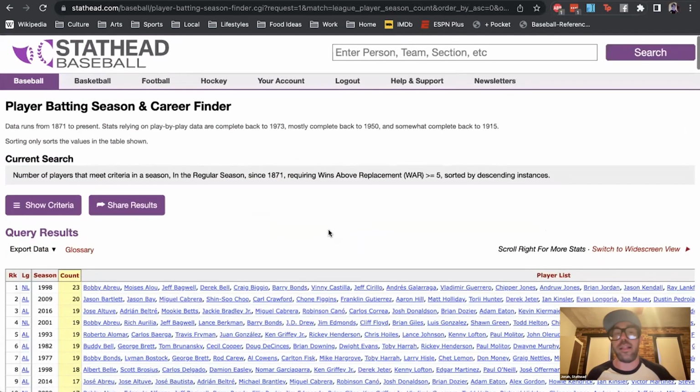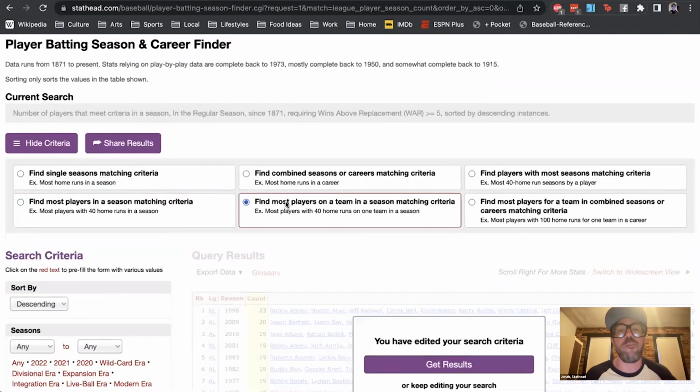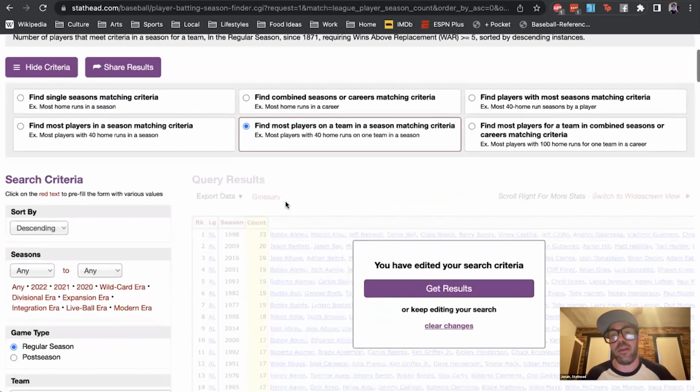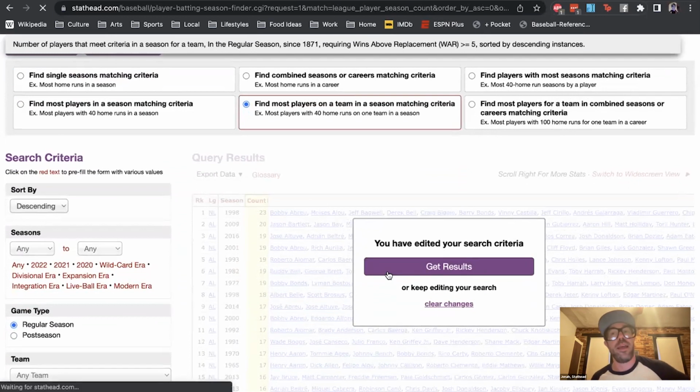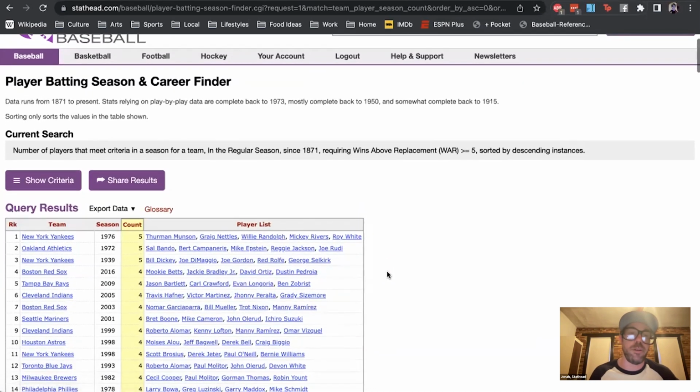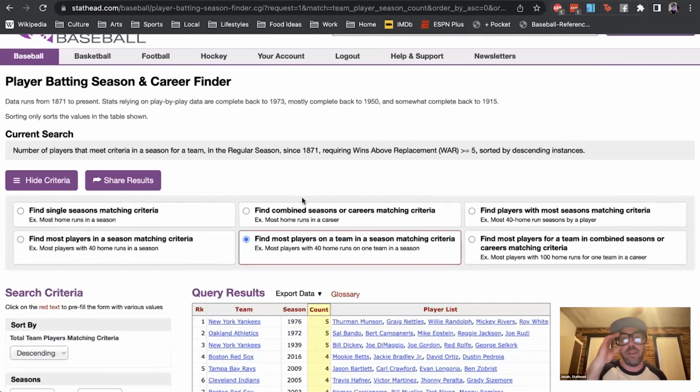We can see 1998 in the NL, there were 23. 2009 in the AL, there were 20 and so on. We can go to find most players on a team matching criteria. So what team had the most five WAR players in a single season? It was the 1976 Yankees and the '72 A's and the '39 Yankees, who all had five.